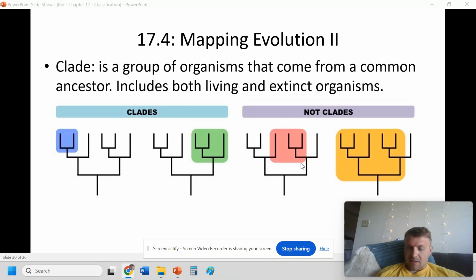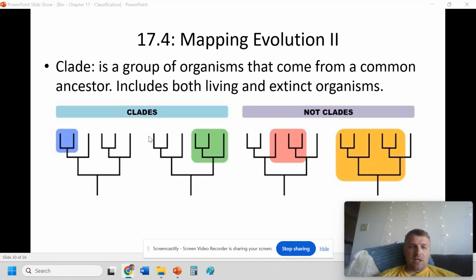because it's not one common ancestor and all of its descendants. These two on this side are clades because you can see here, this is one common ancestor and all of its descendants. One common ancestor and all of its descendants. So this is what a clade is. It's a group of organisms and all of its descendants.